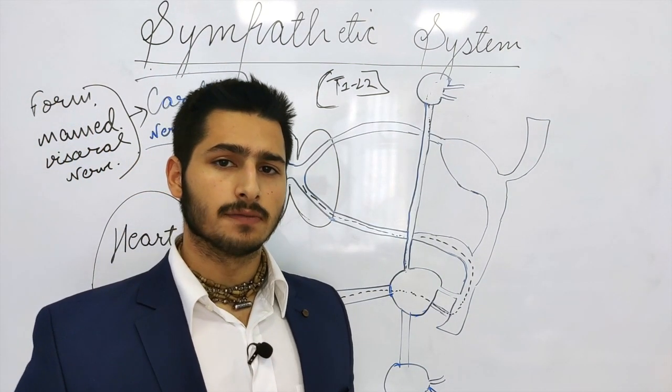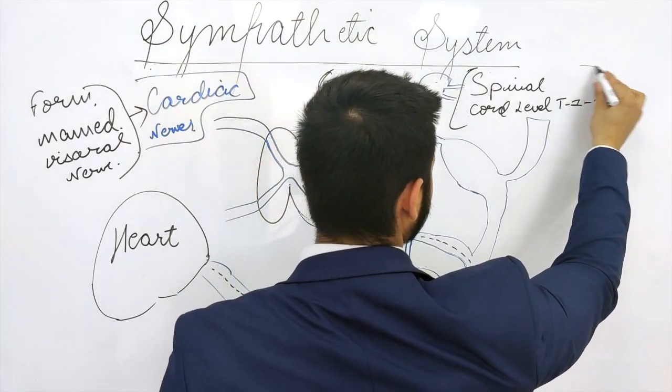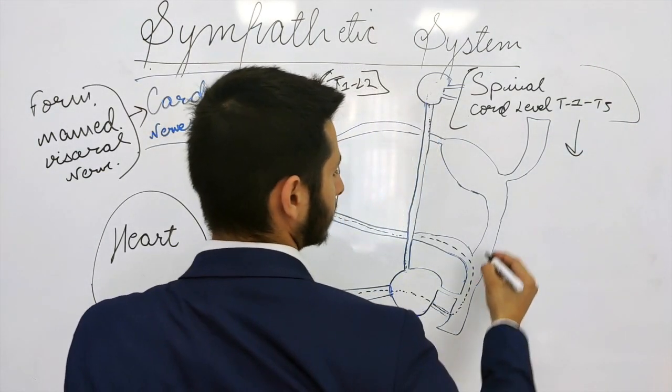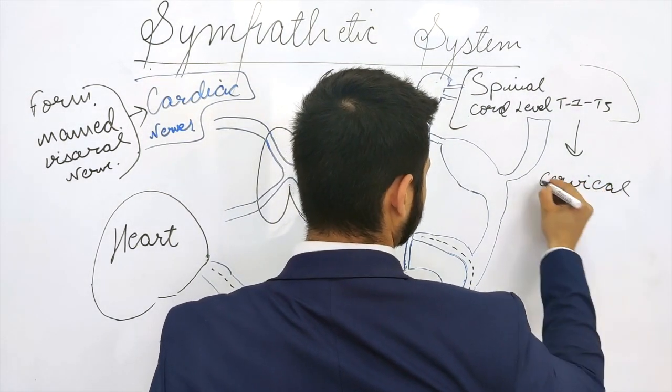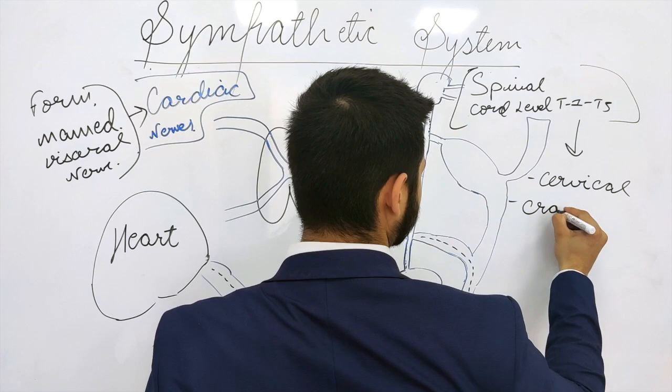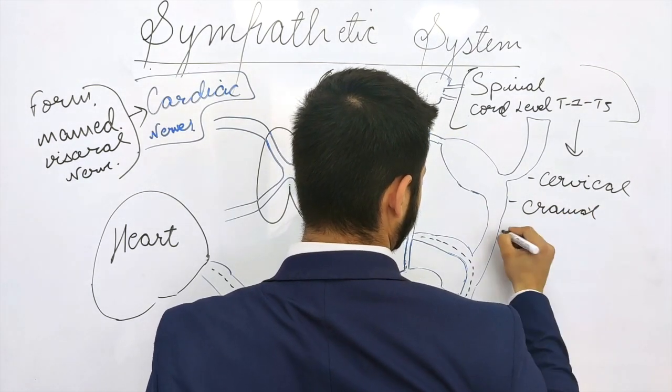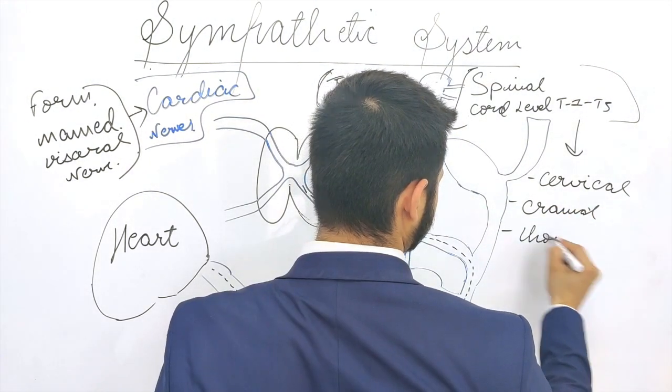And spinal cord levels T1 to T5 innervate cervical, cranial, and thoracic viscera.